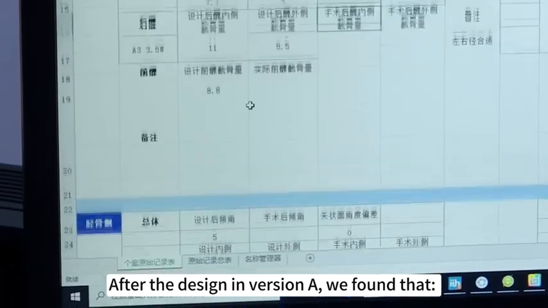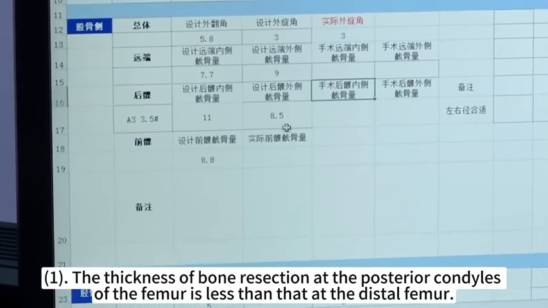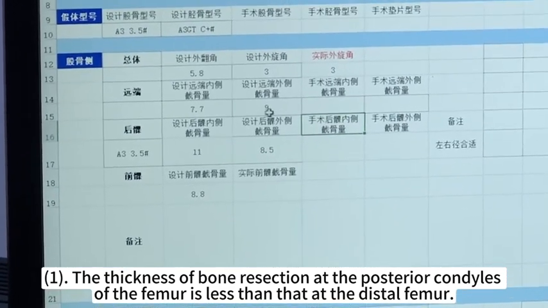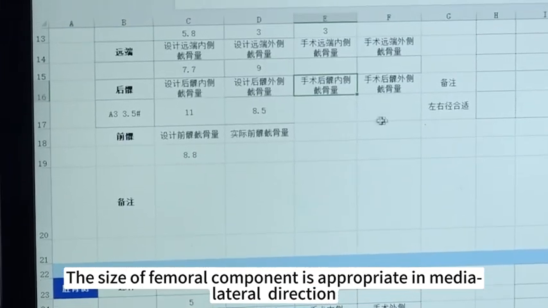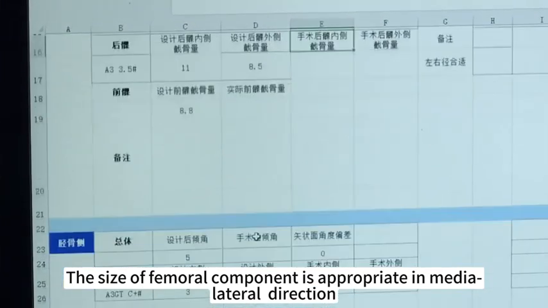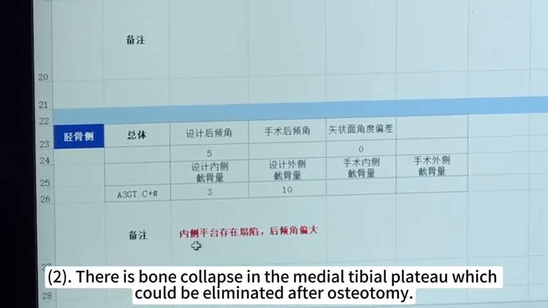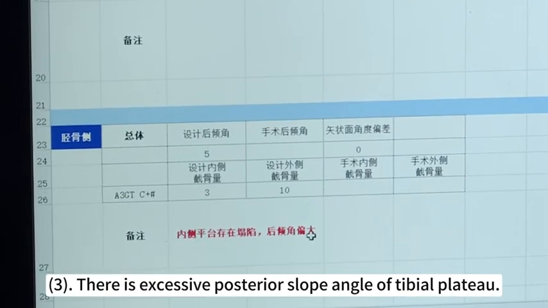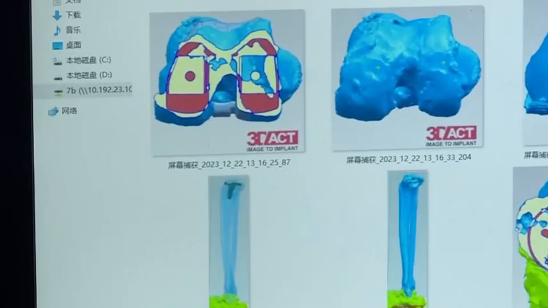After the design in version A, we found that: 1. The thickness of bone resection at the posterior condyles of the femur is less than that at the distal femur. The size of femoral component is appropriate in medial-lateral direction. 2. There is bone collapse in the medial tibial plateau, which could be eliminated after osteotomy. 3. There is excessive posterior slope angle of tibial plateau.